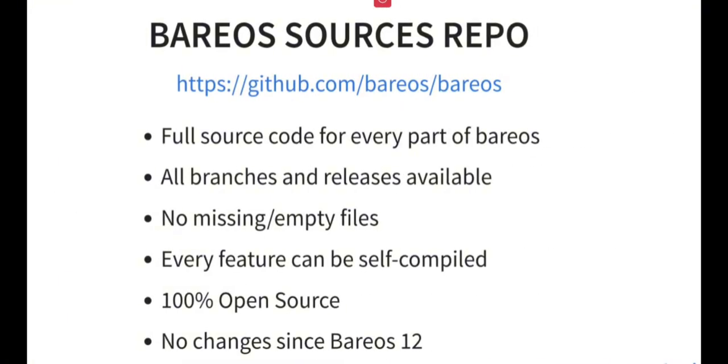So first, let's have a look at the repositories of Bareos that are available. The most important one, and the one that probably everybody knows, is our GitHub source code repository. Everything we do is available there. Also, our whole development happens there. Someone who's interested can see all the pull requests and all the changes we are making to the source code whenever we do it. All branches that we ever released and all changes are available there. Also, we do not have any missing or empty files like other open core software sometimes has.